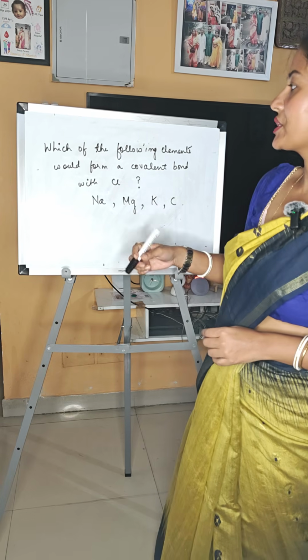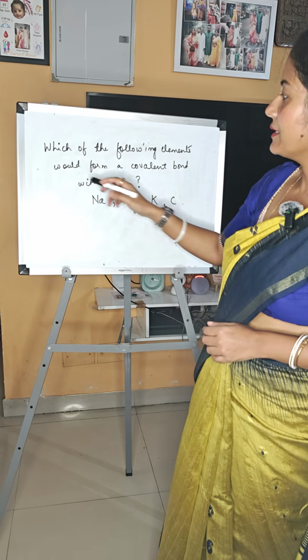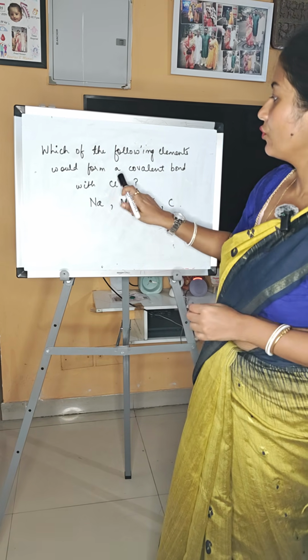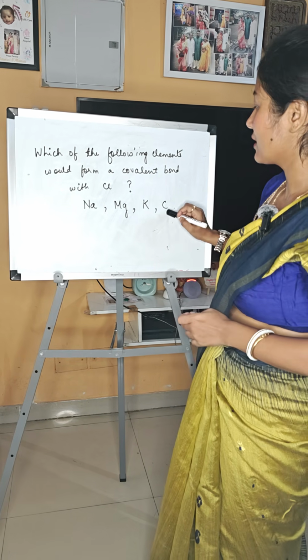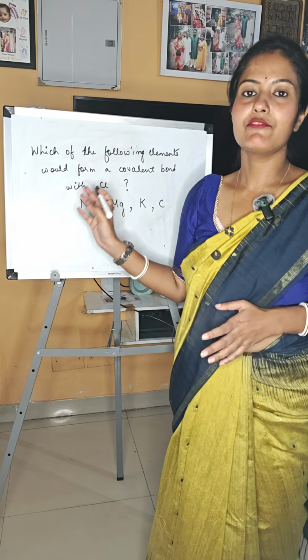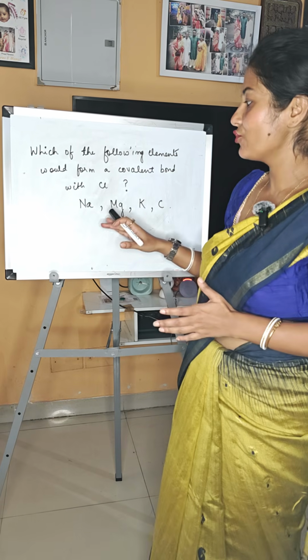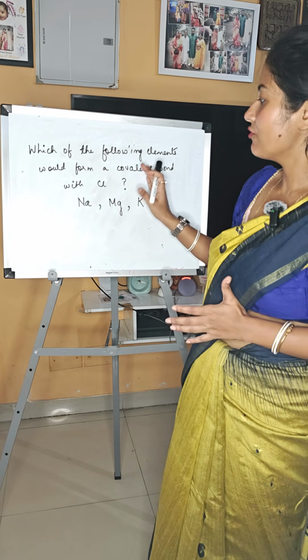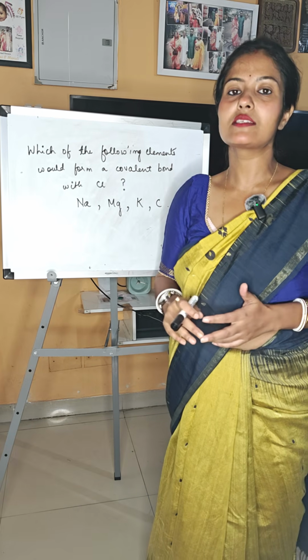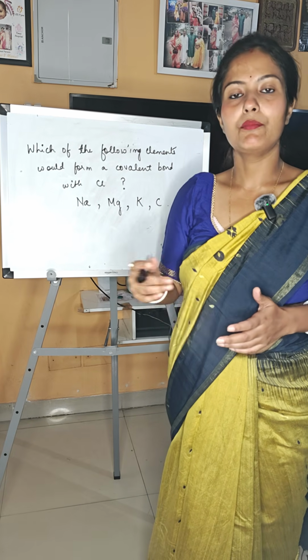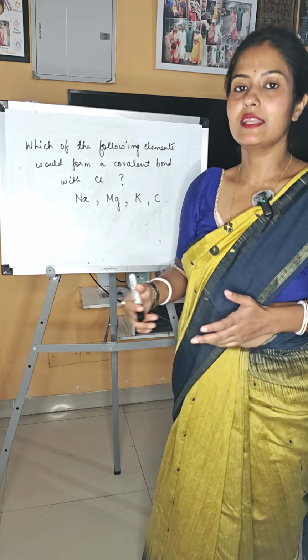So this is one more question. Which of the following elements would form a covalent bond with Cl? Sodium, magnesium, potassium, carbon. So this question I have left for you to practice. Please try to find out what kinds of bonds will be formed between these elements and chlorine, and you can post your answers in the comment section. I'll reply to each of your answers in the next video.